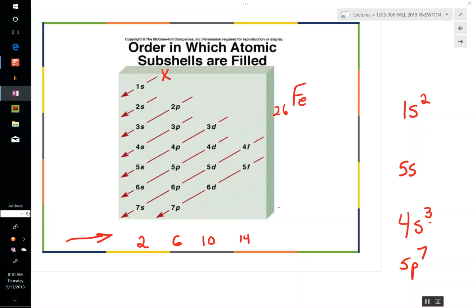Memorize these numbers. Know this. I don't care where the S sublevel is, first, second, third, fourth, fifth, sixth, or seventh energy level, it can only hold 2 electrons. That doesn't change from energy level to energy level. P can hold 6, D can hold 10, and F can hold 14, whether it's a 4F or a 5F. You can see that the third energy level does not have an F.